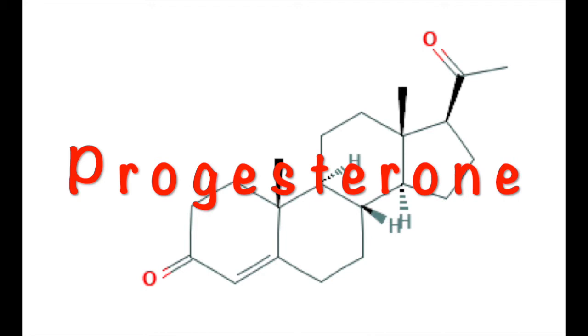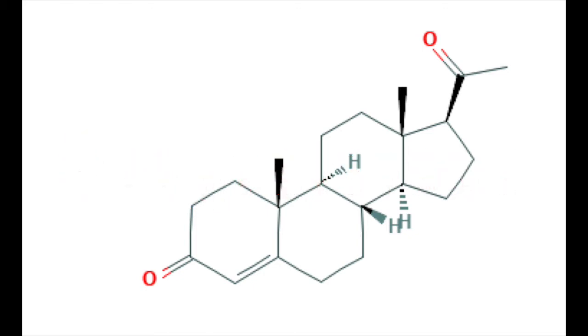Welcome to the video on the total synthesis of progesterone, as described in the Nicolaus Sorensen book, Classics in Total Synthesis. It is a hormone involved in the menstrual cycle, pregnancy, and embryogenesis, and it can also be used as a medication for hormone therapy during menopause.